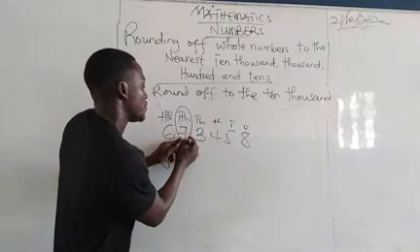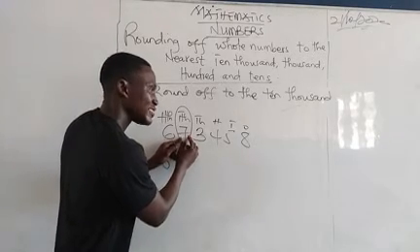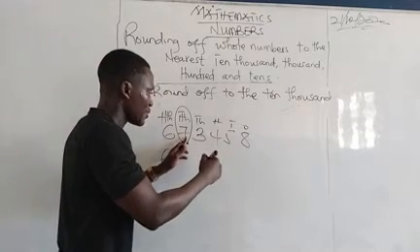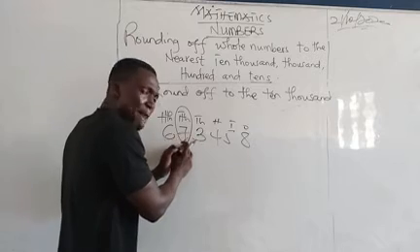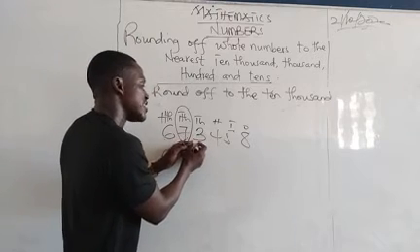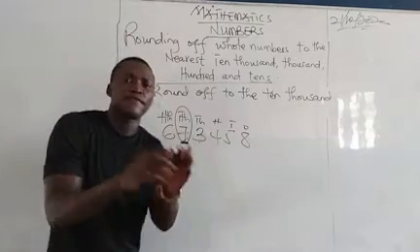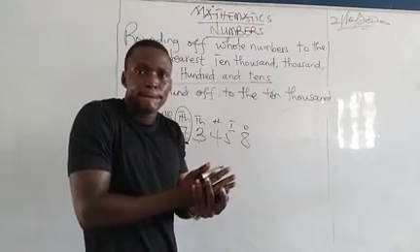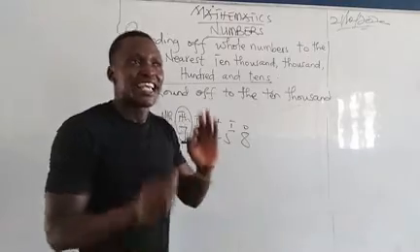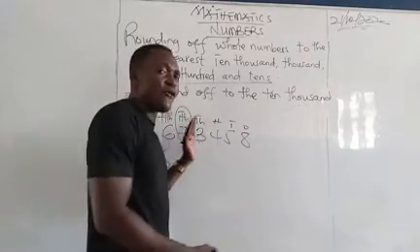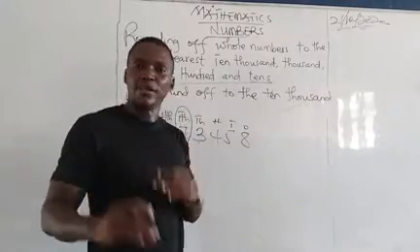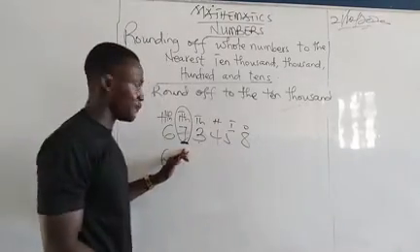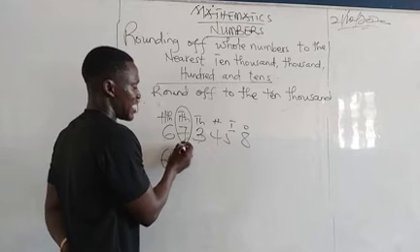But when you get your targeted number, you check the number next to your targeted number. If the number next to your targeted number is 5 and above, just add 1 to your targeted number and make the rest 0. If the number next to what you are looking for is 4 and below, you just maintain your number and make the rest 0.